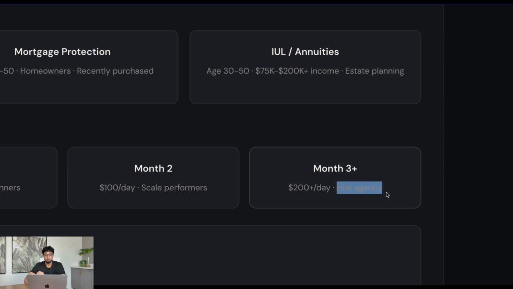Hire an agency as well if you need to run the ads for you. If you're spending all your time editing videos and running the ads and dealing with all that, you need more time to close deals, train your team, and actually focus on what moves the business forward. Hire an agency to do that for you.